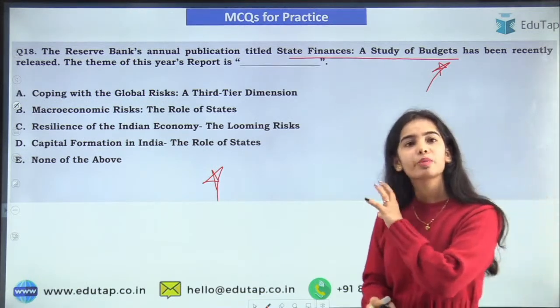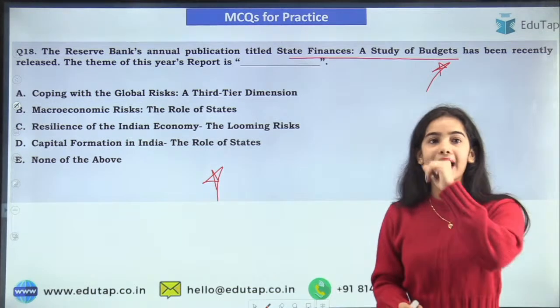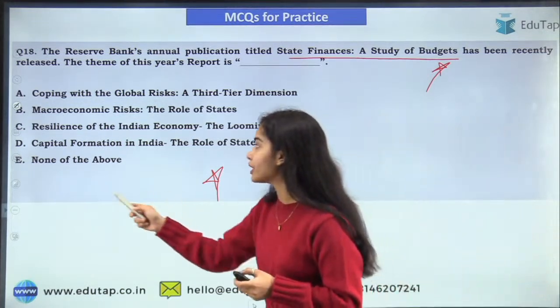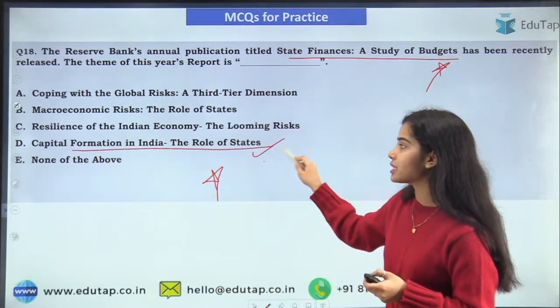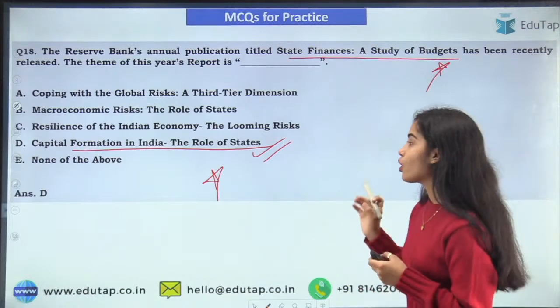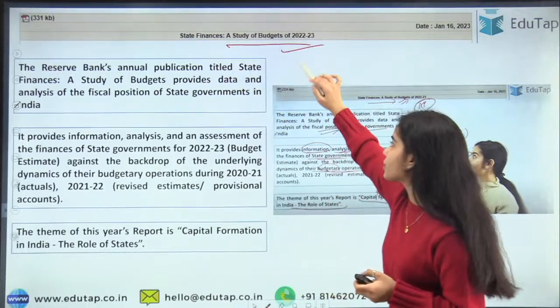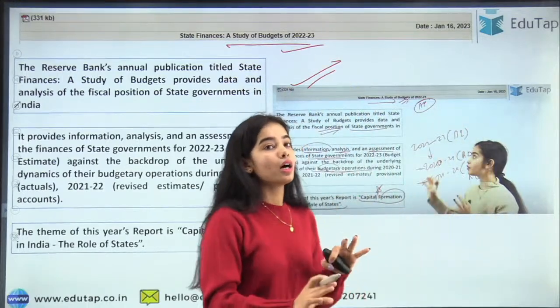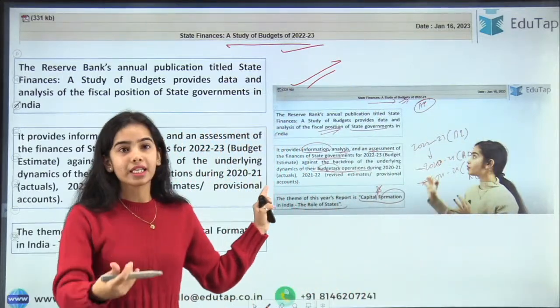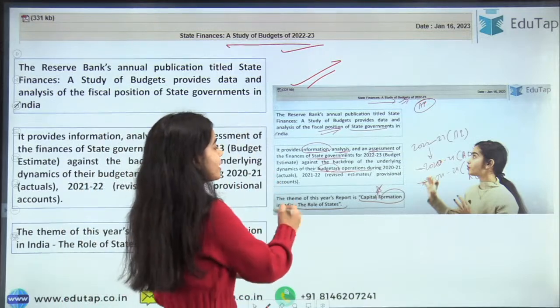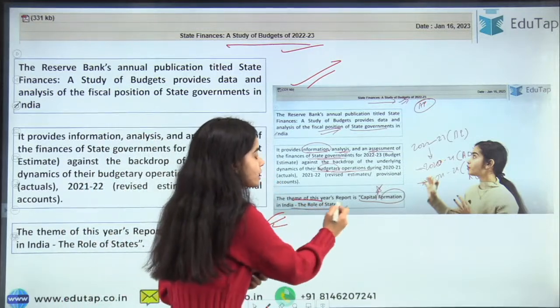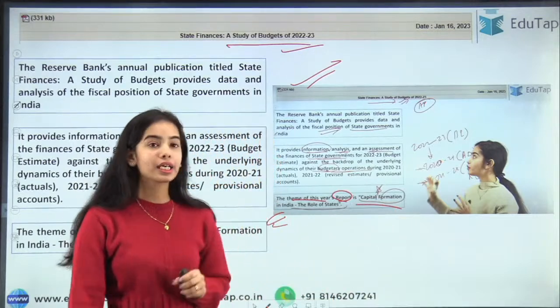In this report, the most important things are the theme and the highlights given by the Reserve Bank of India. The right answer is Capital Formation in India: Role of the States. This is the theme for State Finances: A Study of Budgets. We have discussed everything about the notification that the RBI has given for this. So I hope you have understood that the theme of this year's report is Capital Formation in India: The Role of States.